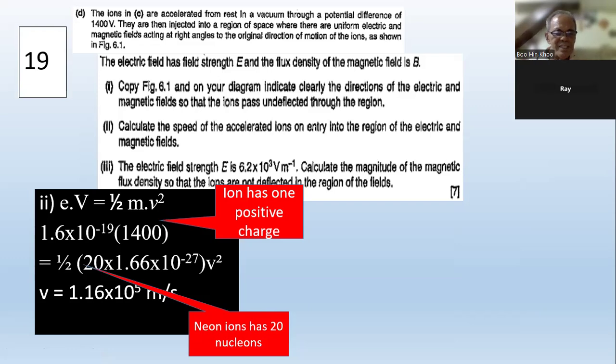The electric field strength E is 6.2 times 10 to the power 3 volt per meter. Calculate the magnitude of the magnetic flux density so that the ions are not deflected in the region of the field. For electric field equals magnetic field, calculate the B.